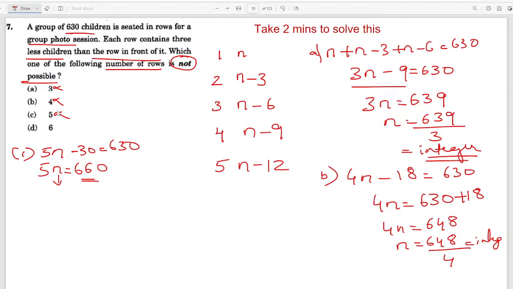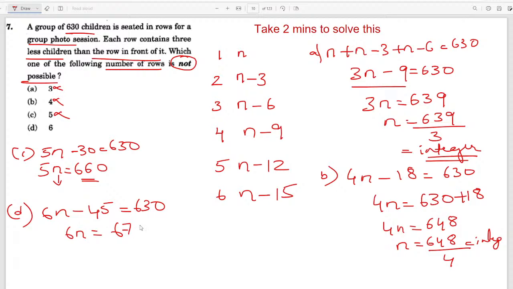Now, if you have eliminated all the first three options, you can directly mark option D, but we'll just check whether option D is also correct or not. It will be n minus 15. So for D, this would be 6n minus 30 minus 15, so minus 45, is equal to 630. 6n is equal to 630 plus 45, which is 675. n is equal to 675 divided by 6.